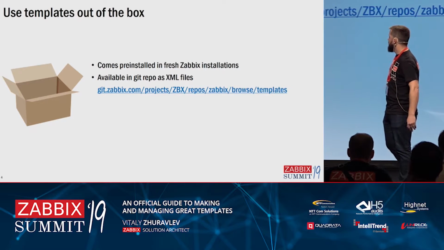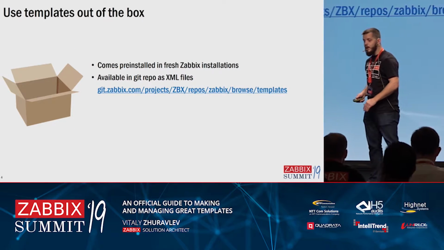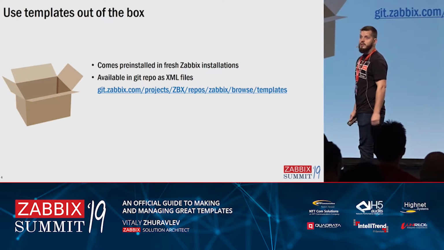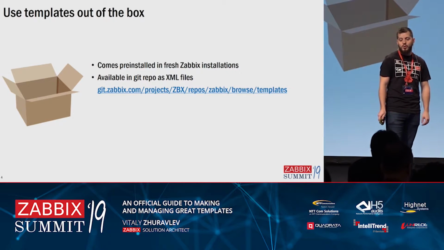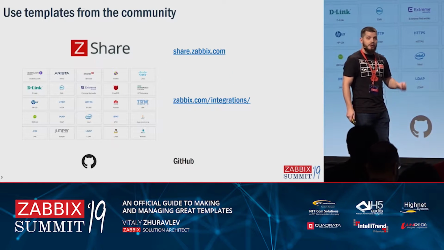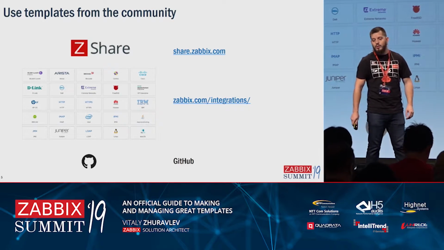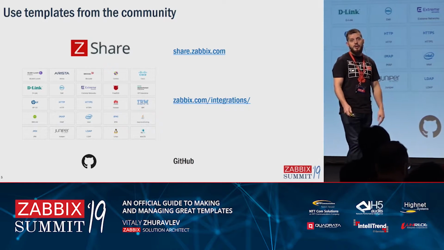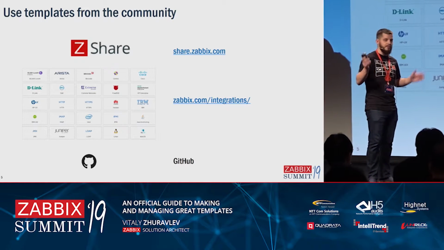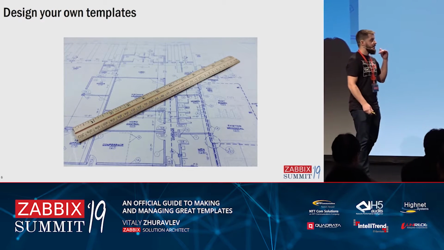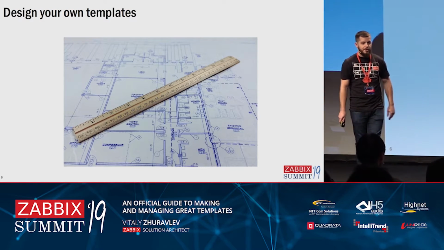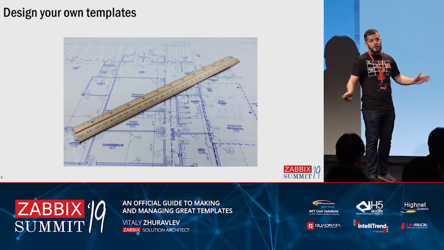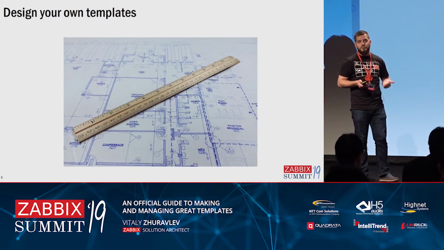And you can get templates from different places. You can get them out of fresh installations of Zabbix. You can also download updated templates from our Git repository. Of course, you can also get templates from the community, from share.zabbix.com, from the integrations page, and of course from GitHub. You can find a lot of integrations there as well. And finally, there is no magic here. You can design your own templates just using the Zabbix frontend. It's easy to create a template for your own needs.